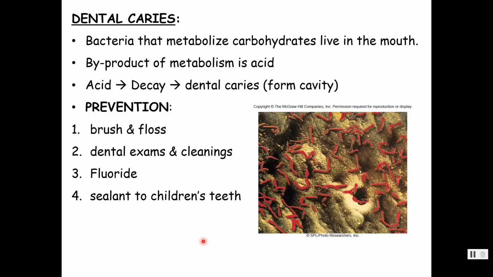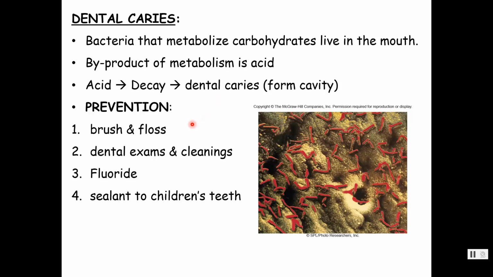As far as homeostatic imbalances go, there are bacteria, of course, living in your mouth. Streptococcus mutans is a type of bacteria. It forms a biofilm, which is that plaque. They live off of the sugars that you eat, and they produce acid, and the acid then erodes away the enamel. And so cavities are called dental caries.